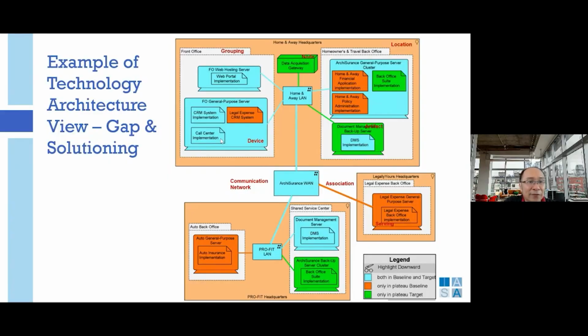The same thing for the technology architecture view, gap and solutioning, is where if you have some changes in terms of solutioning, this is where you can use the legend. The red one is basically something that you are going to remove. The blue one is something that you keep, and the green one is something that you want to add in order for the system to meet today's business goal or business strategy or business motivation. So this is an example of the technology architecture view.